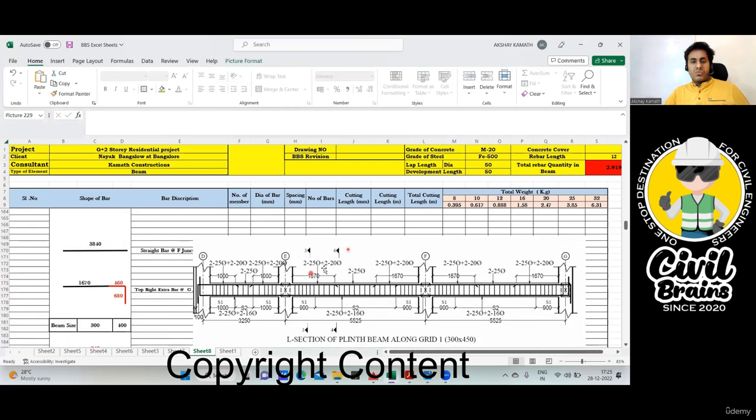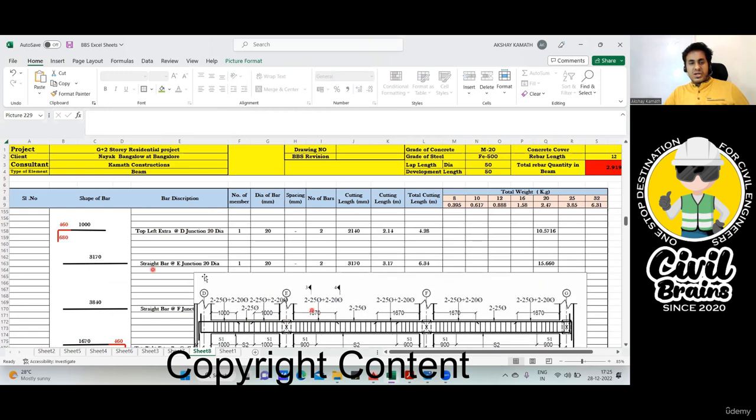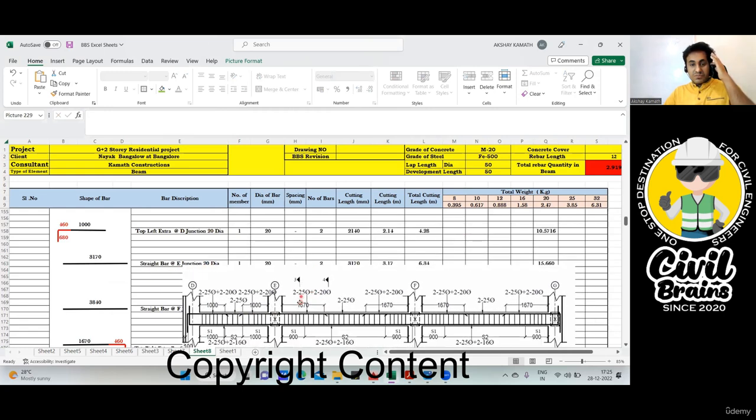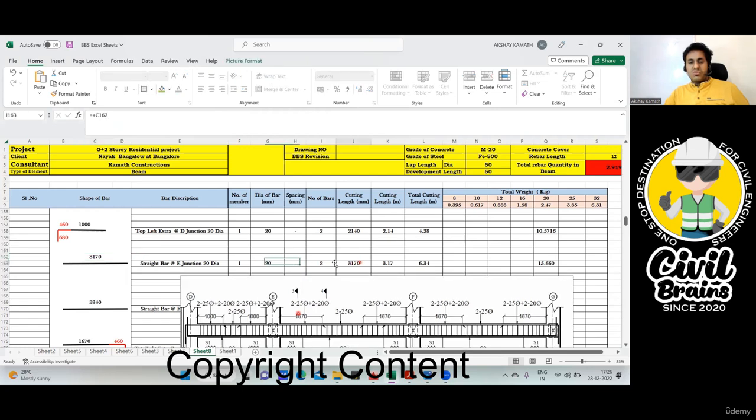Now come to the main one that changes. Now only the top straight bar. This is E junction, so I've written straight bar at E junction. Which is that straight bar? It's a 20 diameter 2 bar. Left side it is 1000, right side it is 1670, middle it is 500. So I've written the same thing: 1670 plus middle 500, and the right side 1000. You're getting my point? That is the total cutting length. So it's a 20 diameter 2 bar. Straight away 3170 divided by 1000 is 3.17. Cutting length will be 3.17 into 2 into number of bars, and weight will be, under the 20, you put 6.34.